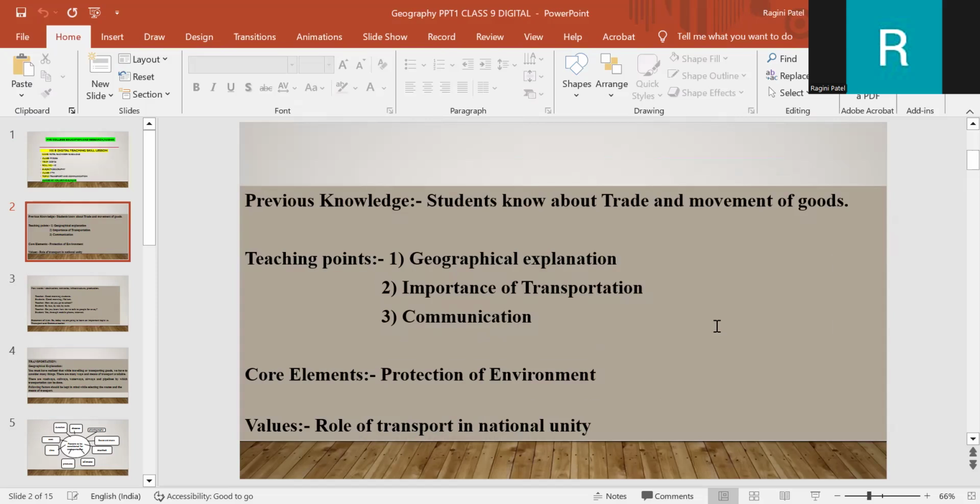Okay, students. You already know about trade and movement of goods, right? Now tell me, how do vegetables reach the market from farms? Good. How do we receive online orders at home? Yes, all this is possible because of transportation, right? And when we talk to someone living far away using mobile or internet, it is because of communication. So, today we are going to learn about transportation and communication.